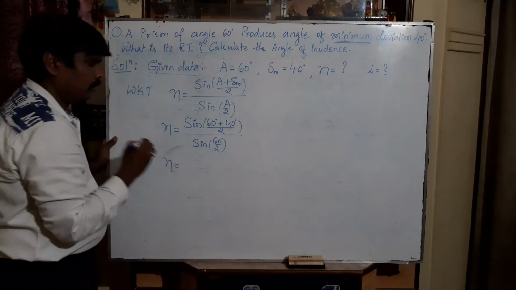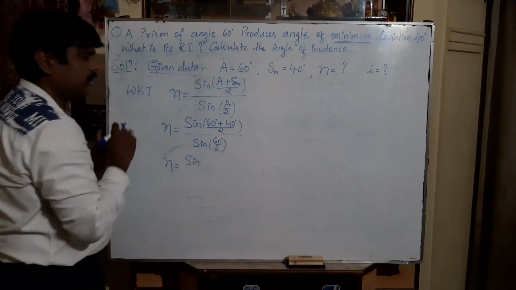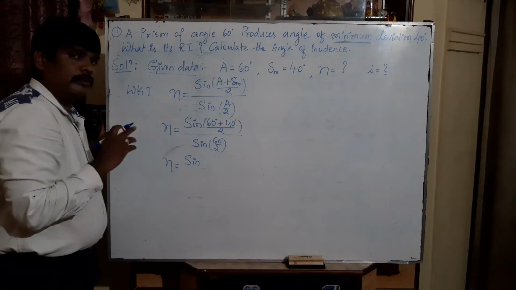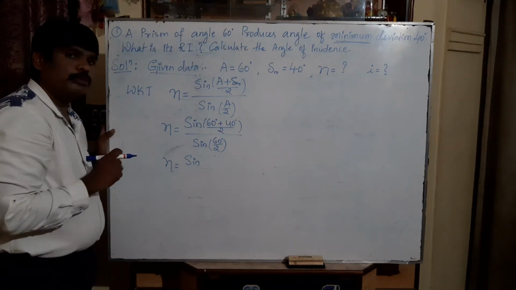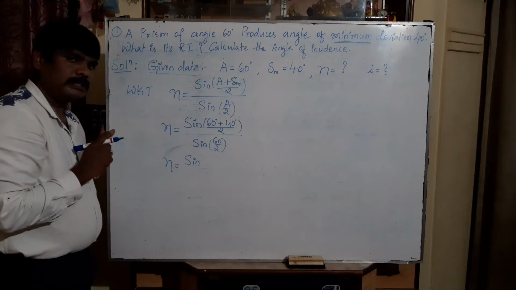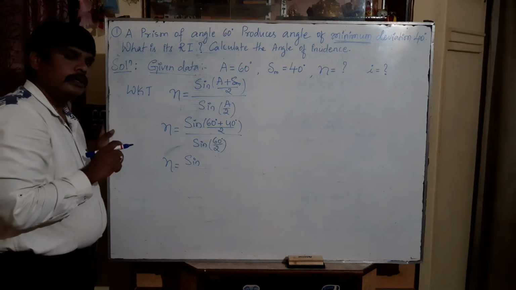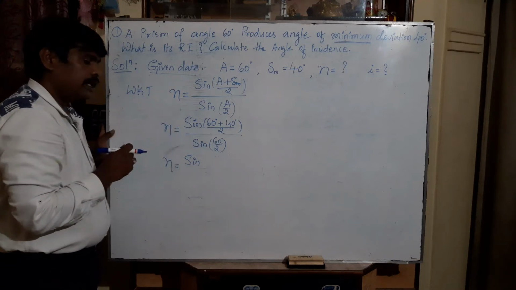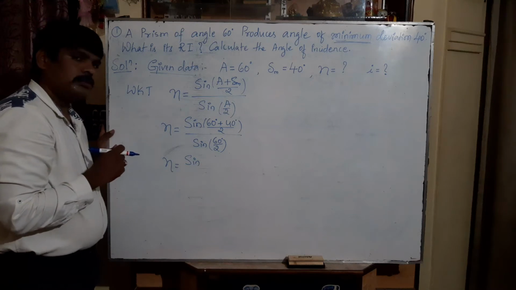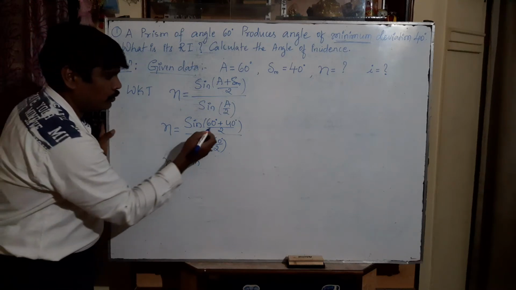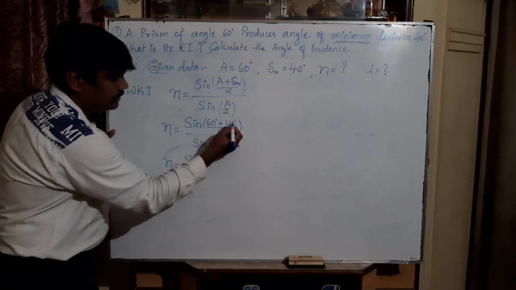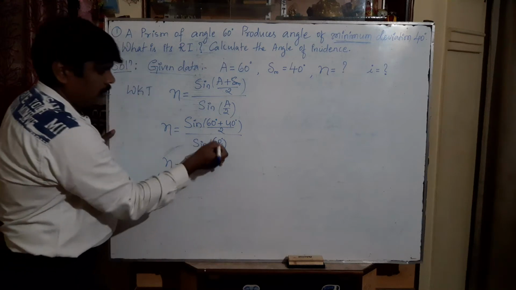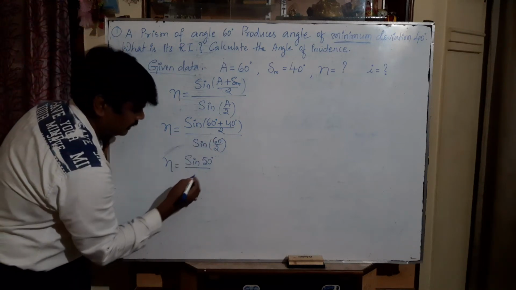n is equal to sine of... you can use the calculator to simplify any numerical problems. But in the examination, you are not supposed to use scientific calculators. Compulsorily, one should use numerical calculators only. If you want to get any trigonometric data, you can use the log table. In the examination, log tables are provided, so no need to worry about that. 60 plus 40 is 100. 100 divided by 2 is again how much? It is 50 degree. Divided by 60 divided by 2, it should be 30 degree.